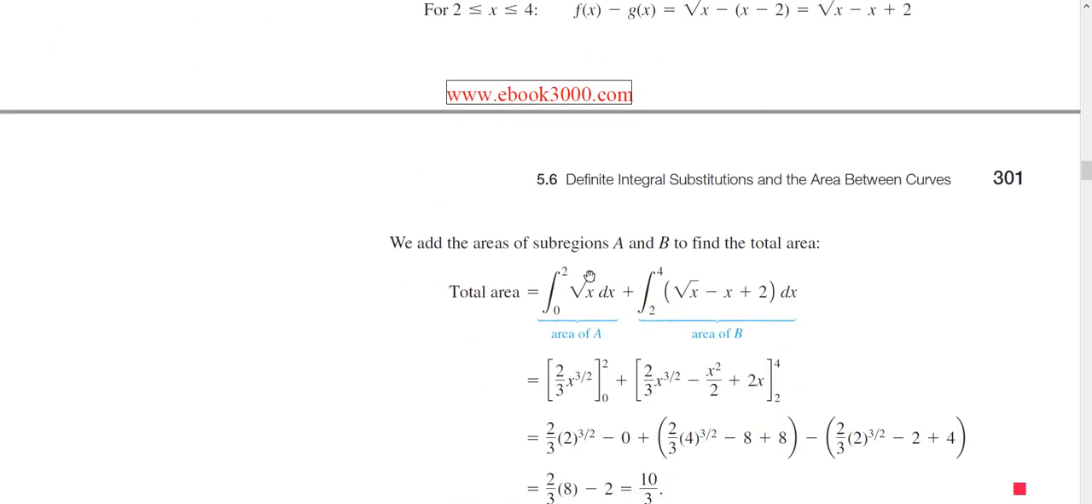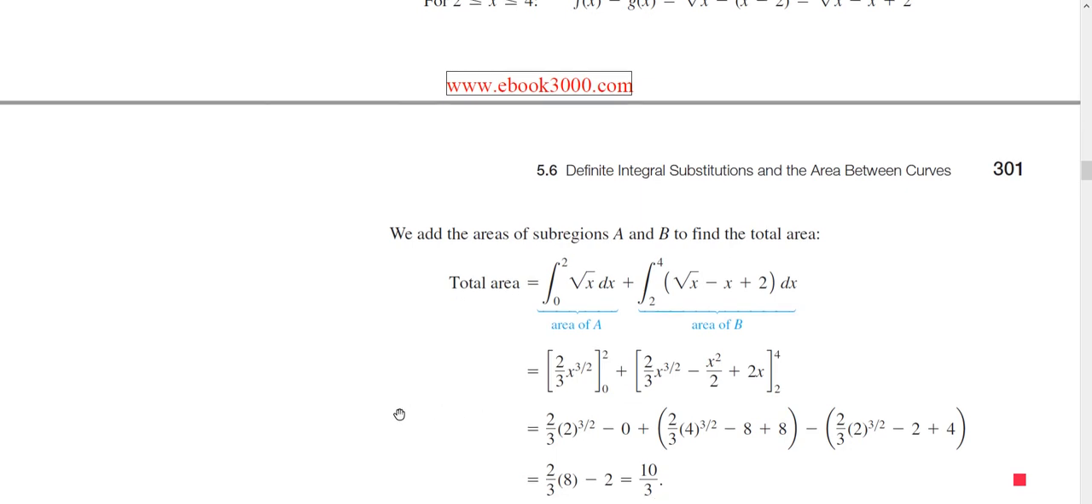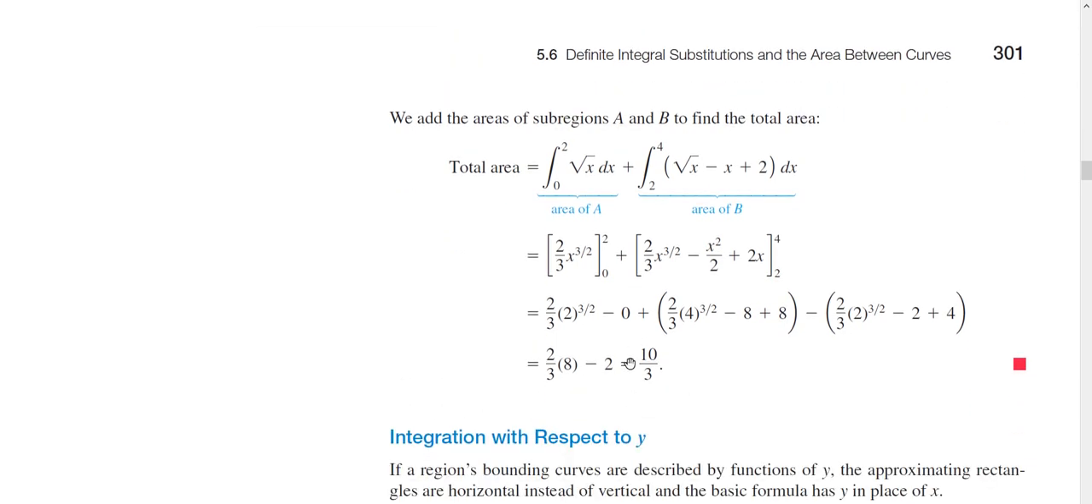So the total area is the integral from 0 to 2 of square root of x plus the integral from 2 to 4. This is the area of region A and this is the area of region B, and the rest is a matter of simplification, and we have 10 over 3 as the answer.